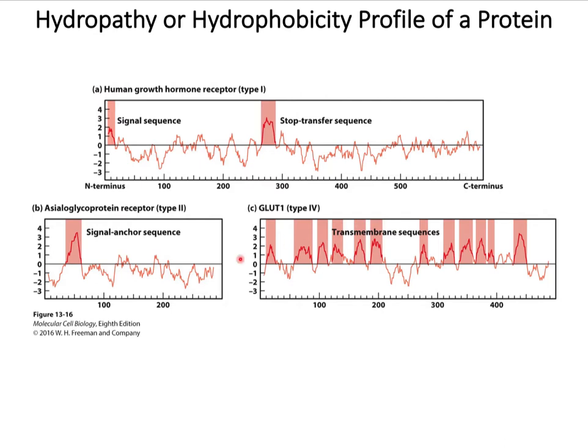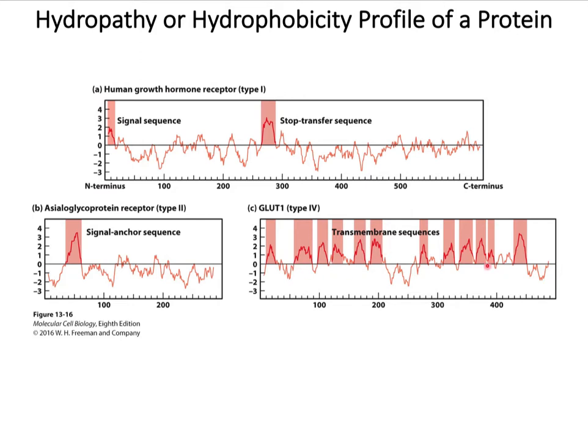They are generated by plotting the total hydrophobicity of each segment of 20 contiguous amino acids along the length of the protein. So you can see that positive values are relatively hydrophobic, the top portion, whereas the negative values are relatively hydrophilic, or more polar. You can see how you can plot and recognize the signal and the stop transfer sequence in the human growth hormone. Here you can see right here is a signal sequence, hydrophobic, a stop transfer sequence, hydrophobic. Here you can see in this one is a signal anchor sequence.